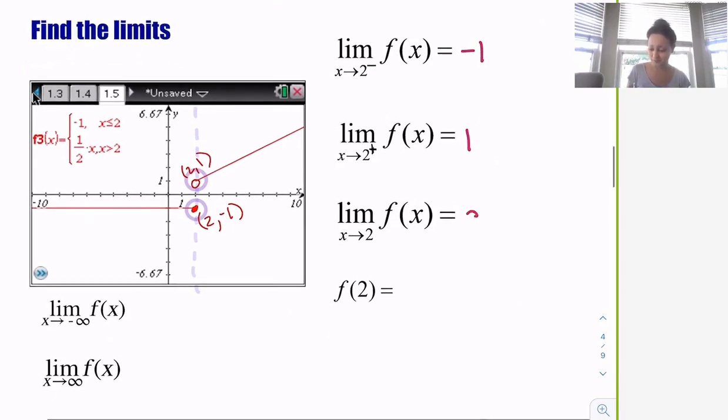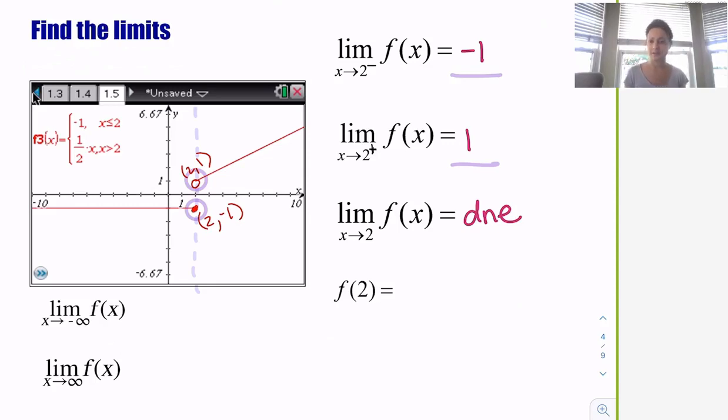So in this case, the full limit does not exist. Why? Well, if you go back to that definition that we wrote, for the full limit to exist, the left and the right hand limits have to be the same, right? But we got two different values for our left and our right hand limits. So since those are different, the full limit doesn't exist.